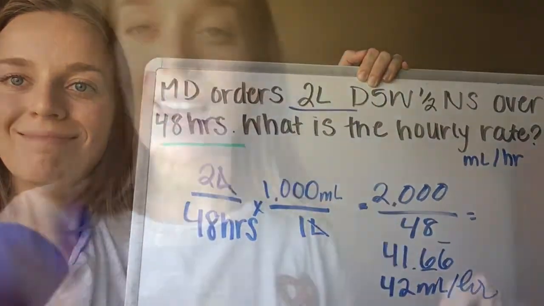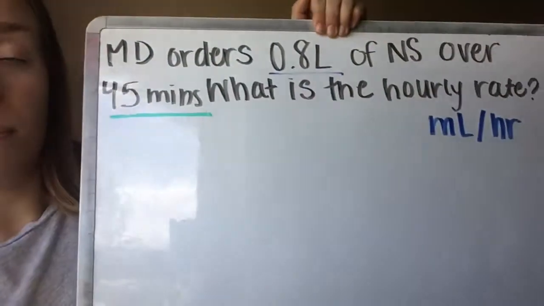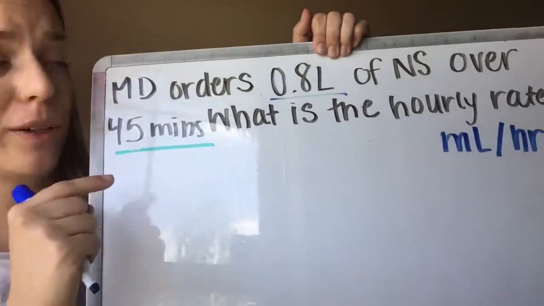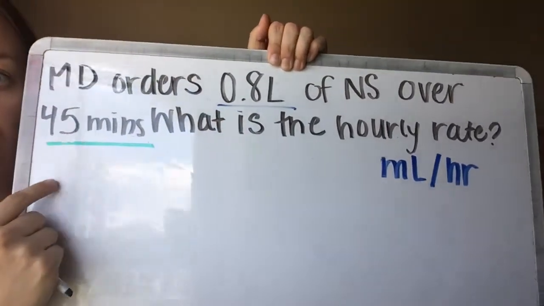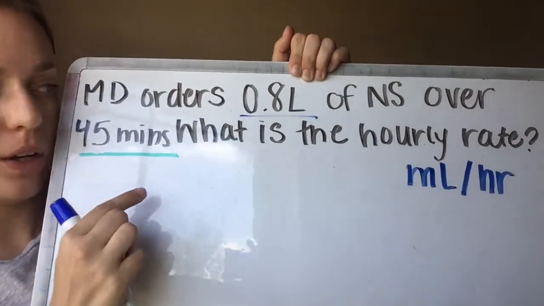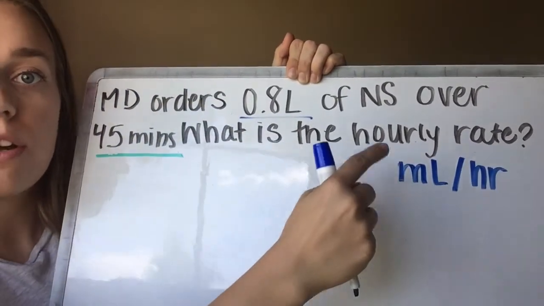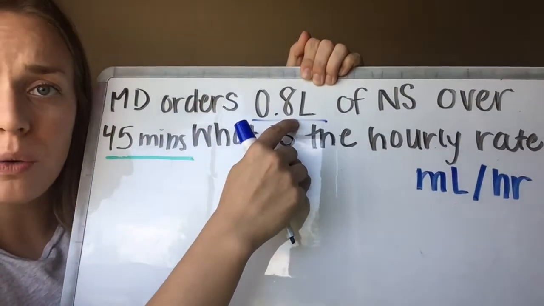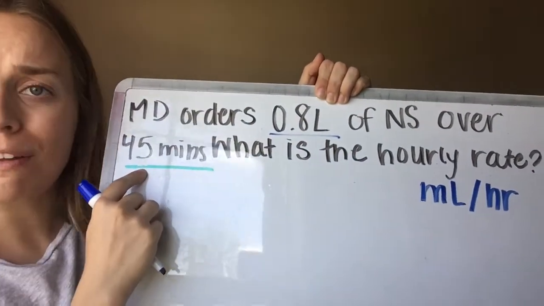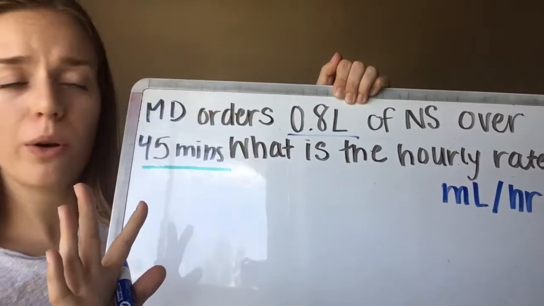There you go. We've got one last practice problem. This one is just trying to throw us off, so we are going to prove it wrong. MD orders 0.8 liters of NS over 45 minutes. What is the hourly rate? Well, we know we're still trying to work for milliliters per hour, but we're seeing this is less than 1 whole liter, and this is 45 minutes. So we've got some converting to do.